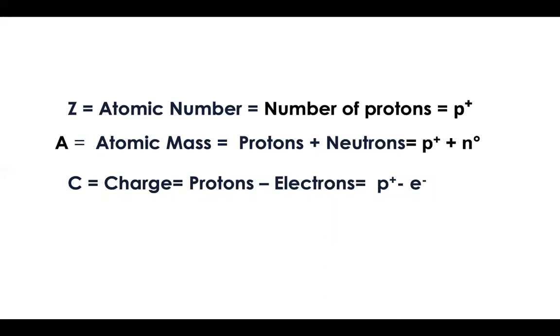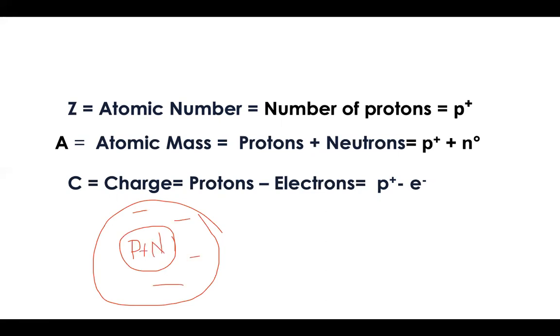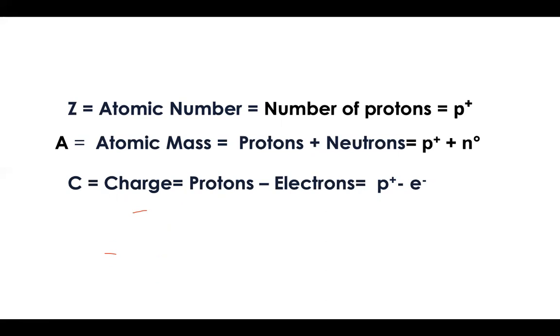Remember that in an atom, okay, we have in the nucleus protons plus neutrons, and in the cloud, we have the electrons, okay? So these three formulas will help us, once we have an element or an atom, to find out how many protons, neutrons, and electrons it has, okay?